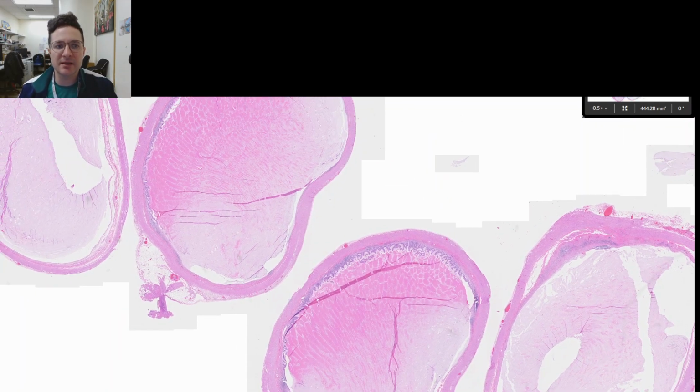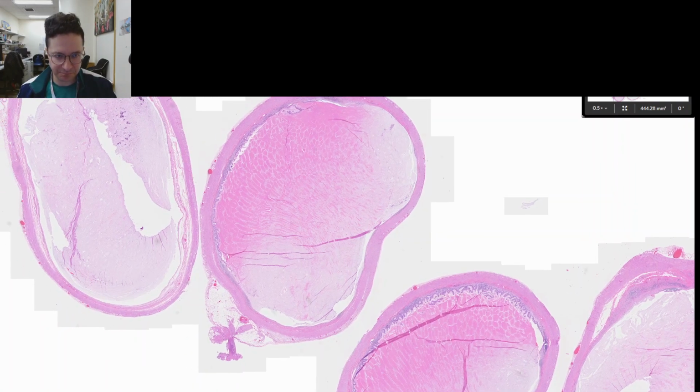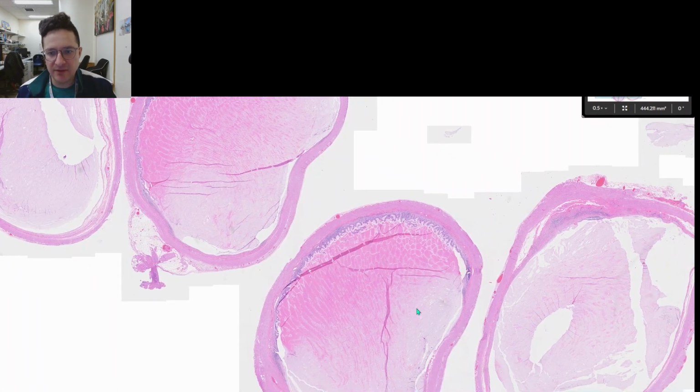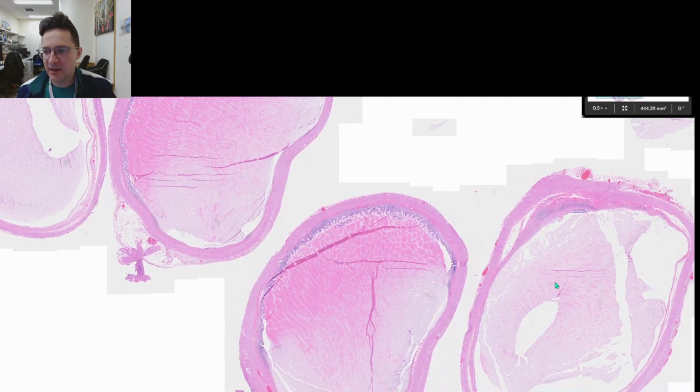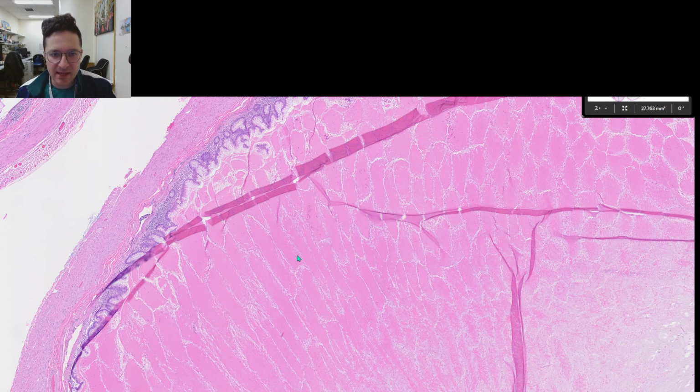You could see from low power, this case is pretty sweet because here you have this appendix that's filled with this juicy mucin. You have this stuff over here, this stuff over here, and then again another appendix filled with this kind of mucin. So let's just go in on one of these spots and check it out.